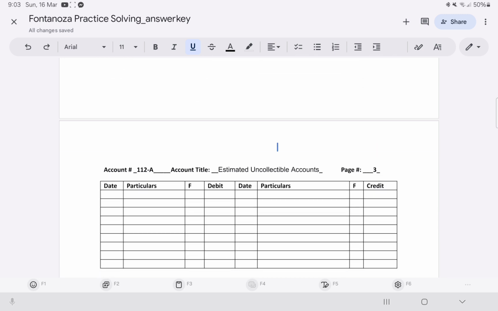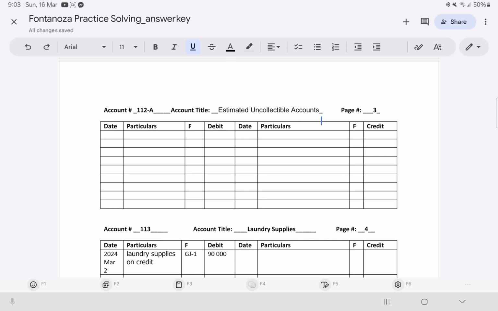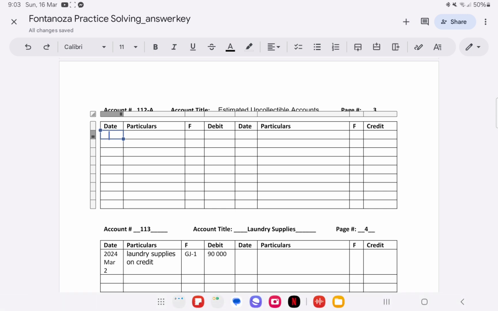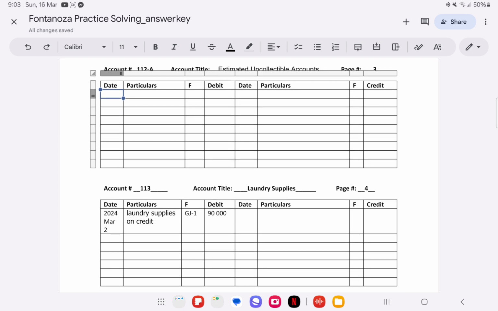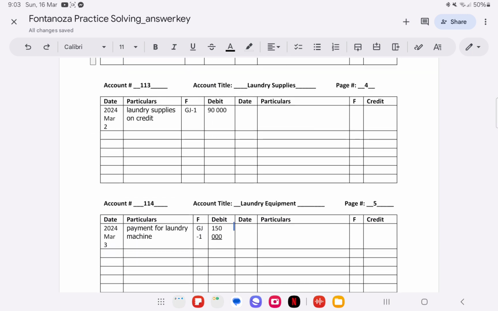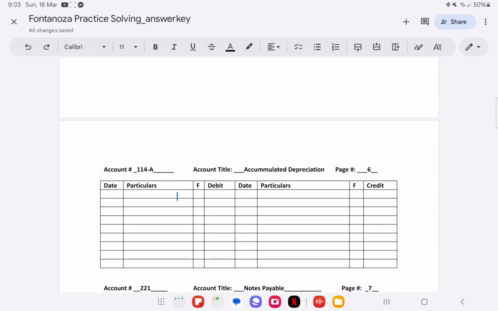There is no data in estimated uncollectible accounts, because we will be using this one next week in solving, no? There is some additional information in the problem. So that's a continuation for the next lesson, and we'll be using that problem next. We'll just continue that. Okay, so we have here the accumulated depreciation.